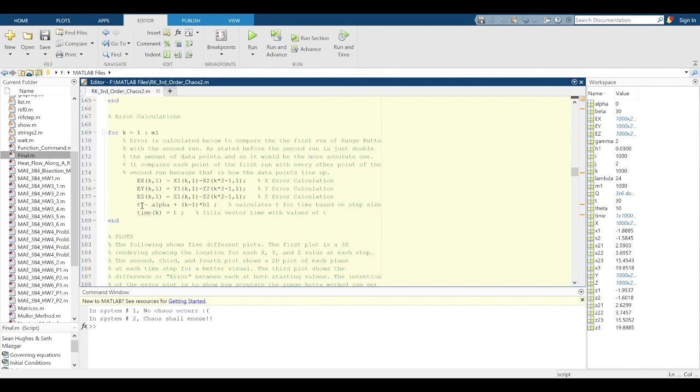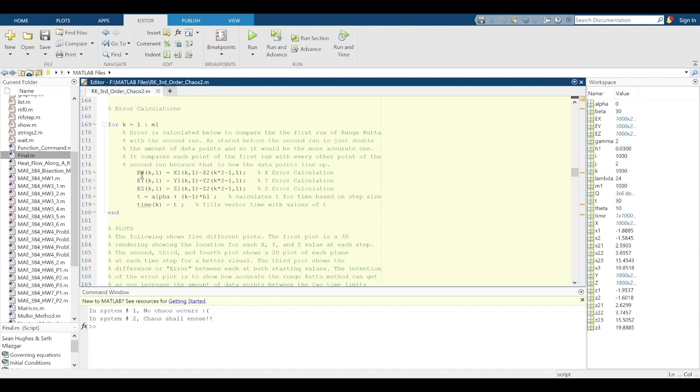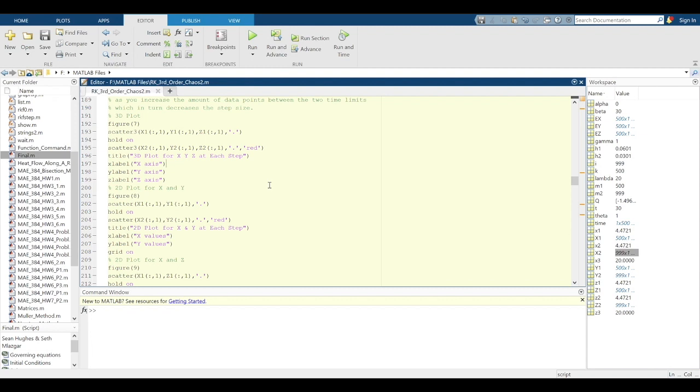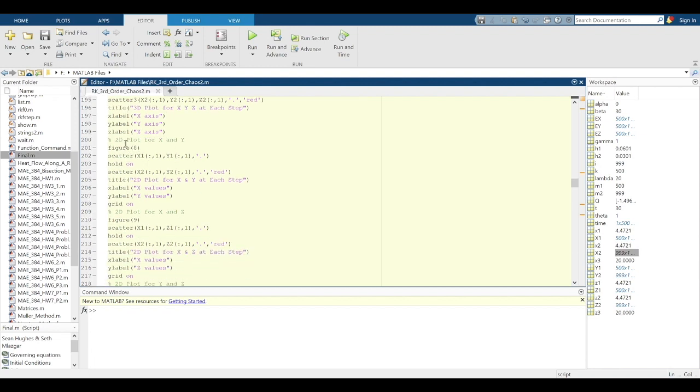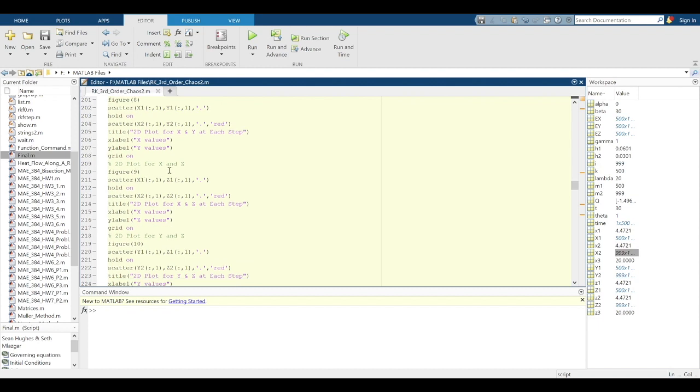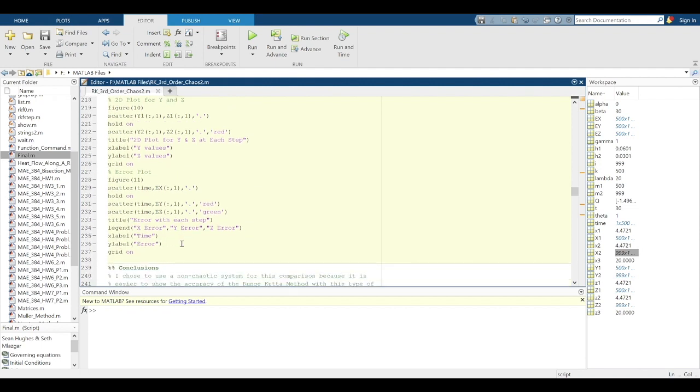With that, we also calculate a time step. This is solely used for our plots, so that we can plot our error with time. These are our plots right here. As you can see, we have a three-dimensional plot for x, y, and z with its different labels and titles. We have a two-dimensional plot for x and y with its titles and labels, a two-dimensional plot for x and z, a two-dimensional plot for y and z, and then we have an error plot. So let's go ahead and plot these real quick and see what we got.